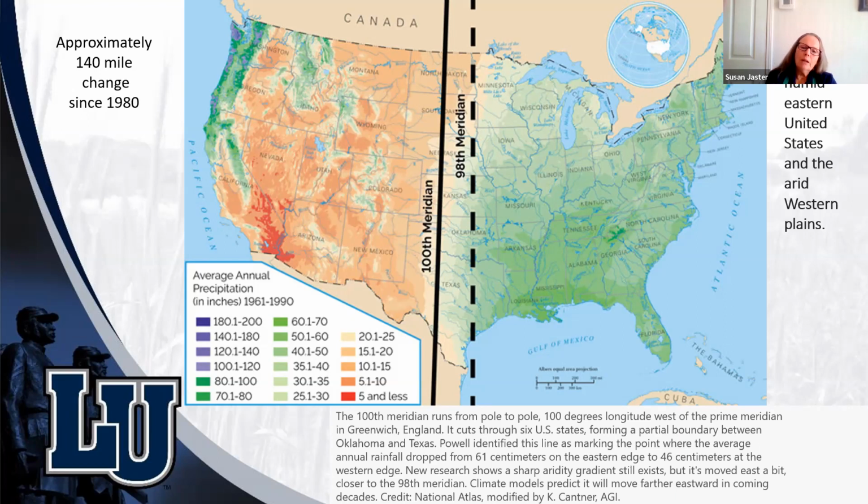Well, when you look at the maps now, we are currently seeing that line. It has traveled 140 miles just since 1980. And there's a lot of us probably listening who remember 1980. It's not that long ago, but the 98th meridian is basically between Wichita and Topeka.